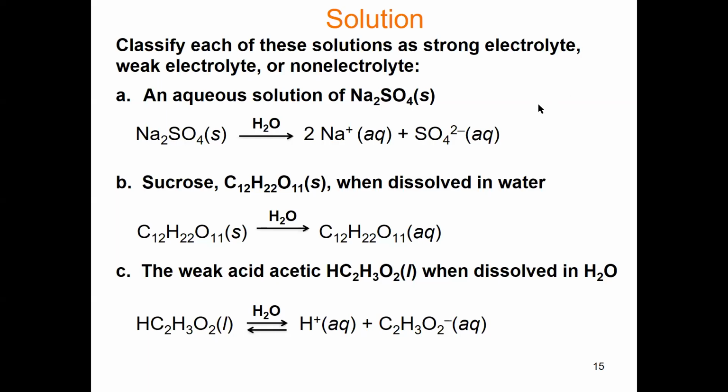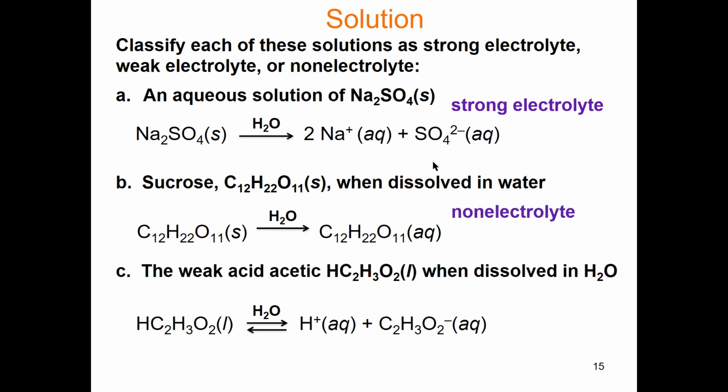So here we are on a slide from chapter 8, slide 15. This shows a strong electrolyte. A solution of Na2SO4 would be a strong electrolyte because all the compound, the solute here, which is a solid, dissociates into 2 sodium ions and 1 sulfate ion. And you recognize a strong electrolyte because it has a single straight arrow to the right. It completely dissociates into ions, right? Because you have a lot of ions in solution, it can conduct electricity.